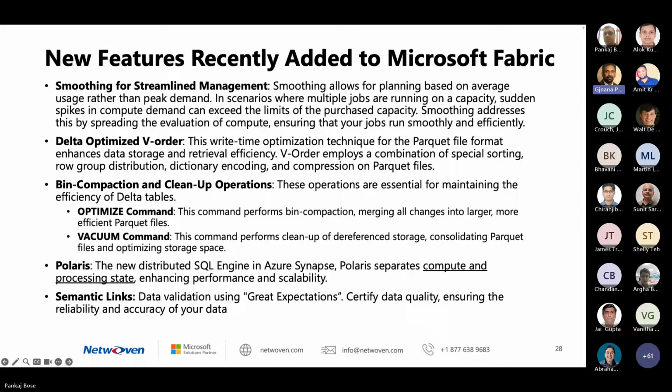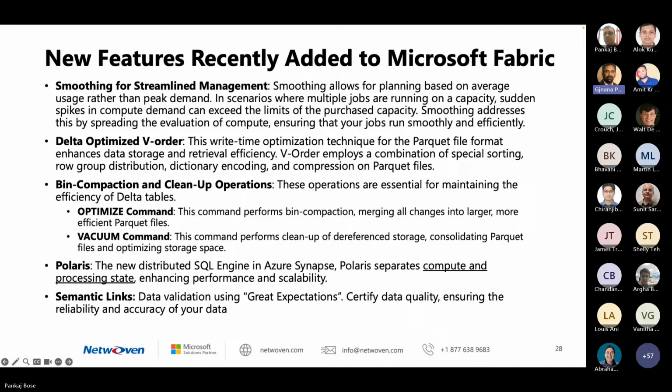And Delta optimizer V-Order. This is another optimizing technique, a compression in Parquet format that enhances data storage and retrieval efficiency. V-Order employs a combination of special sorting, row group distribution, dictionary encoding, and decoding. Okay, but also bin compaction and cleanup.